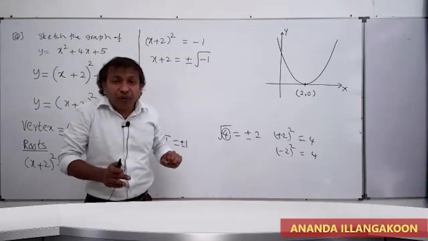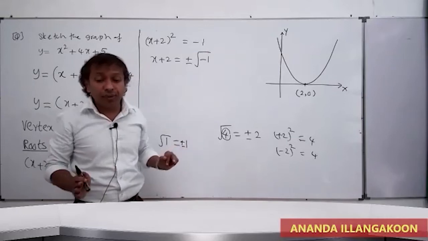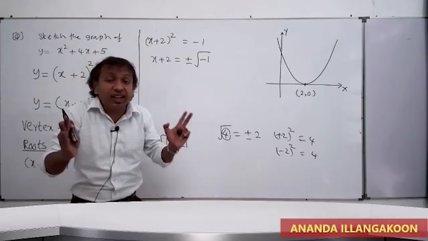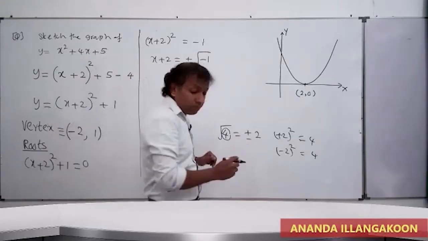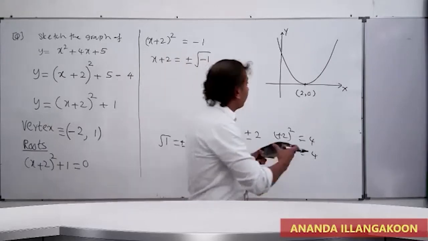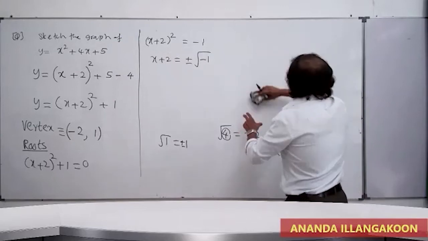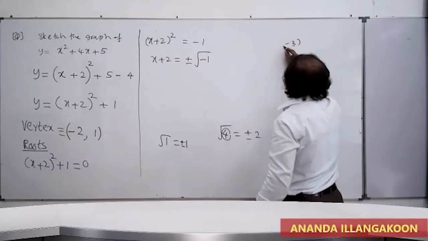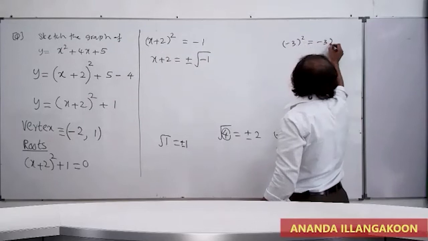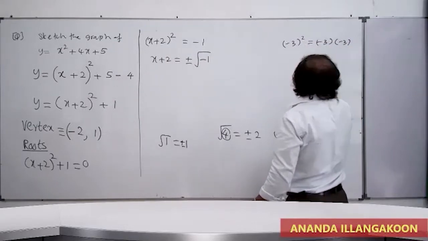People, when we square any real number, whichever it is, plus or minus, take minus 3: when you square, what do you get? Plus 9, no? Minus 3 into minus 3, no? This is plus 9.